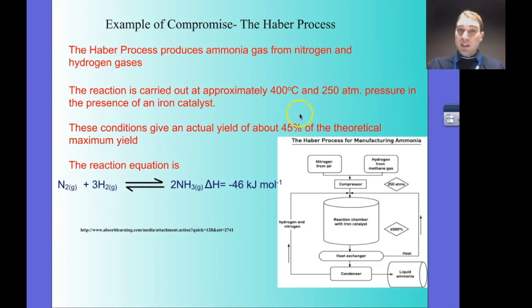So the pressure is higher to make more ammonia, but the temperature is higher to make more ammonia in a short amount of time, but you don't get the maximum yield from your reactors. So in this case, we get 45% of the yield. So this is an example of that compromise.